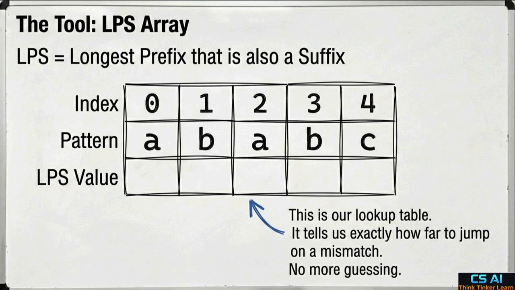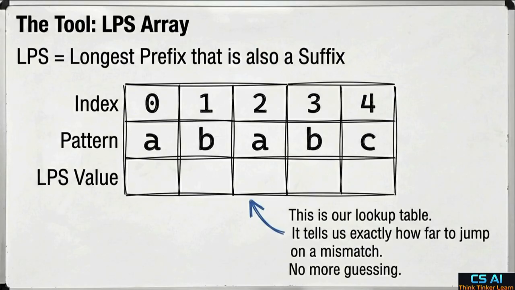This value tells us, if you failed right after this character, here is the length of the longest part of the pattern you've already seen that can serve as a new starting point. On this whiteboard that you see here, we have a pattern ABABC, index 0 to 4. In the next slide, we'll fill in these LPS values.